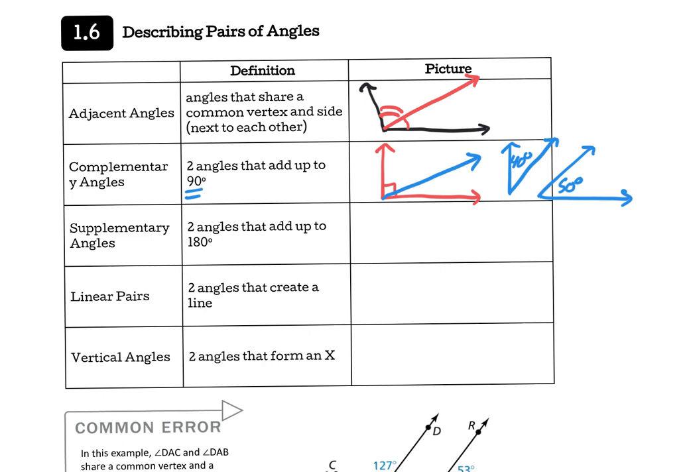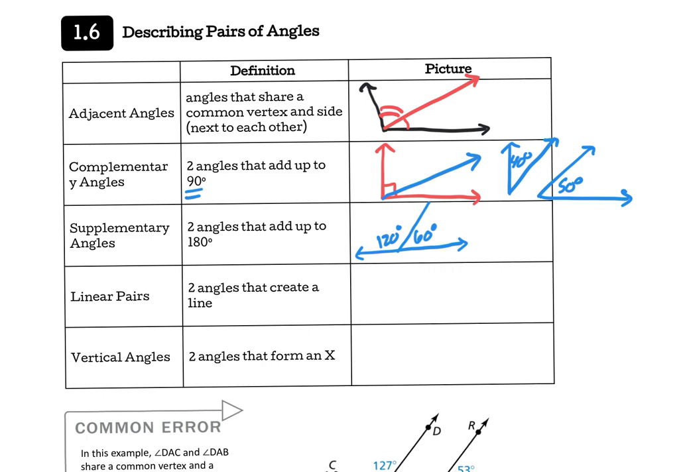Okay, the next one is supplementary. Supplementary is very similar. Here I have a line, and I'm splitting that line with some ray. But how many degrees are there in a line? What did we say yesterday? A straight angle is 180. And so if I split it, then this might be 120, and this might be 60. But together, those two make a straight line, which is 180 degrees.